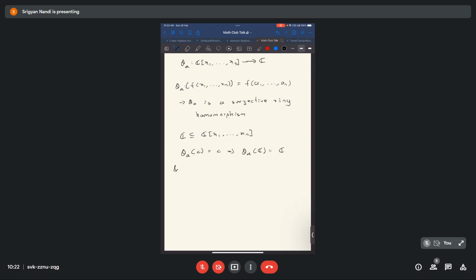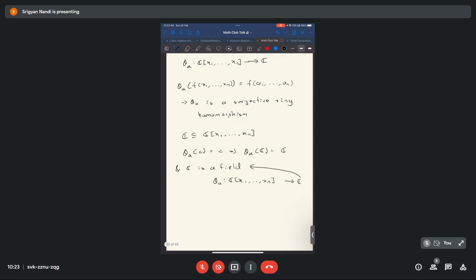And now we also have that C is a field, and theta_a, I'll emphasize this again, maps from C[x1, ..., xn] to C, and this C is a field. So we basically have a homomorphism from a ring to a field. And therefore, the kernel of theta_a will be maximal.